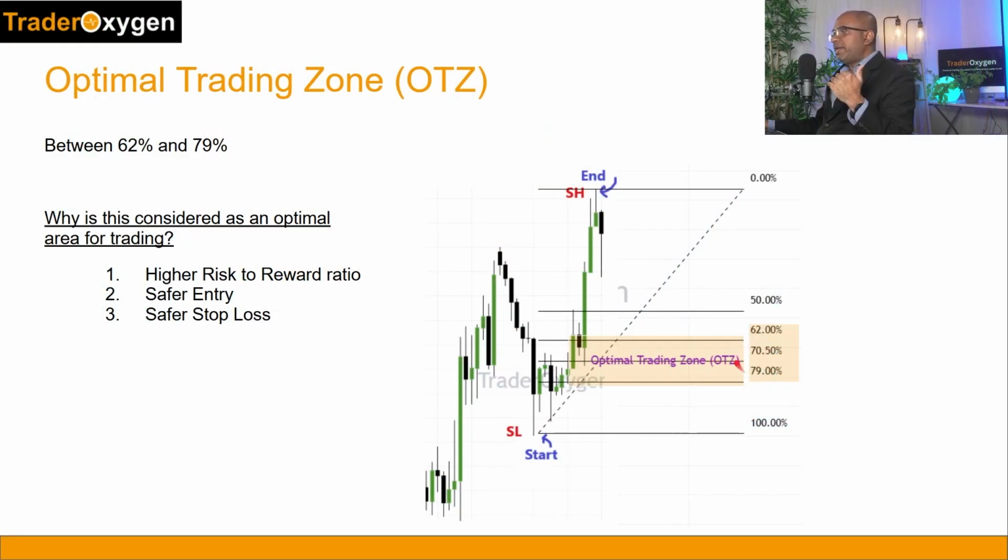Okay, now let's look at the optimal trading zone. It is between Fib 62% and 79%. Now why do we call this the optimal trading zone? There are three reasons for it. Number one, it gives you a higher risk to reward ratio. Number two, it gives you a safe entry. Number three, it gives you a safer stop loss. Now in the next slides, we will look into these three points.